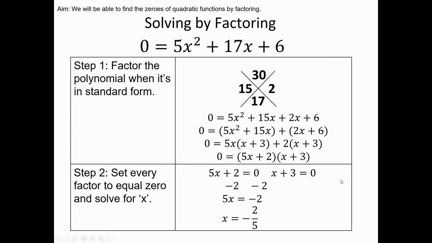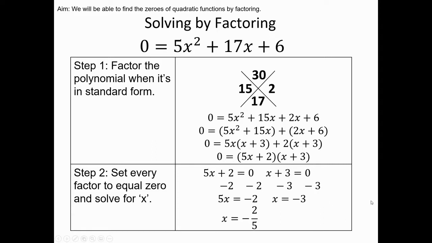This one's a little bit easier, x plus 3. I'm going to subtract 3 because of the plus 3. And that's going to be x equals negative 3, and we're done. That's our answer, guys. x equals negative 2/5 and x equals negative 3. That means if I graph this, it would be hitting negative 2/5, 0, and negative 3, 0. And that's not too bad so far, right?